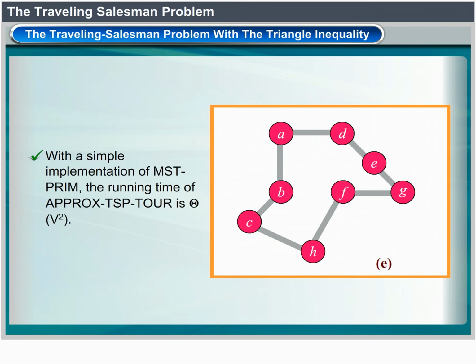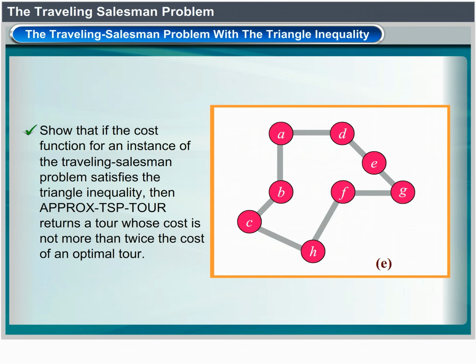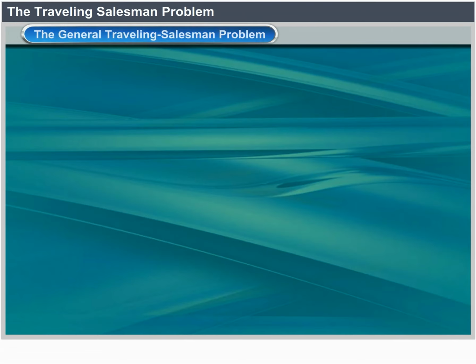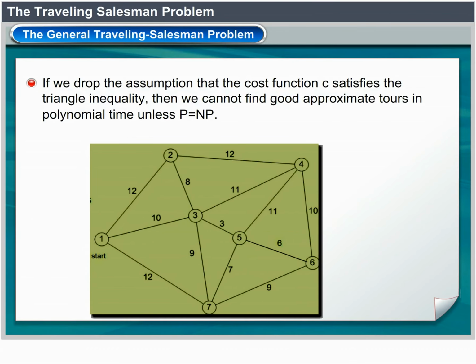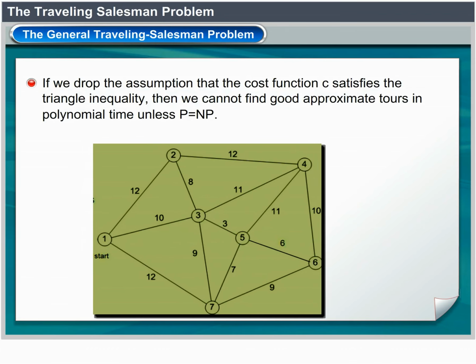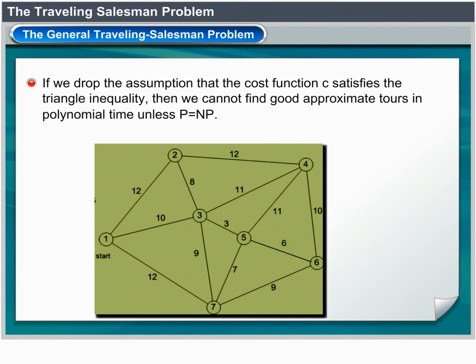Show that if the cost function for an instance of the traveling salesman problem satisfies the triangle inequality, then APPROX-TSP-TOUR returns a tour whose cost is not more than twice the cost of an optimal tour. The general traveling salesman problem. If we drop the assumption that the cost function c satisfies the triangle inequality, then we cannot find good approximate tours in polynomial time unless P equals NP.